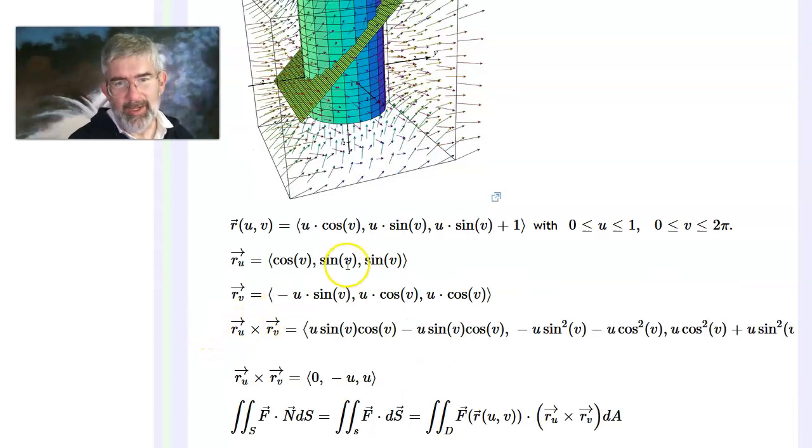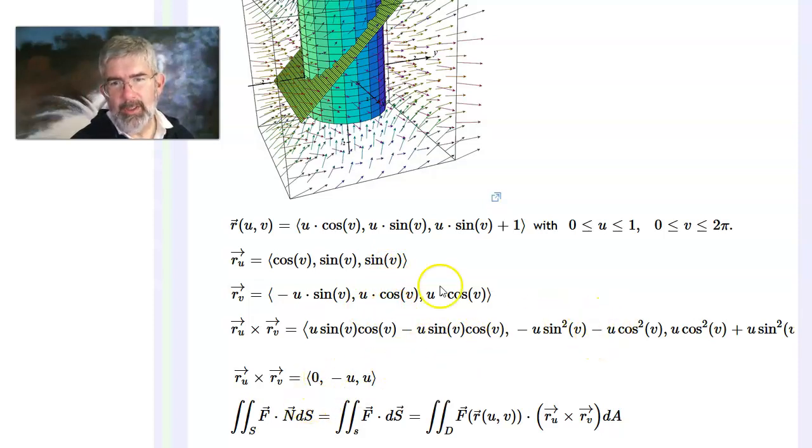So to do the cross product, I need this one crossed with that one. The first component is sine V times U cos V, so that's the U sine V cos V, and then minus sine V times U cos V, which is, again, the same thing. So that actually turns into a 0.